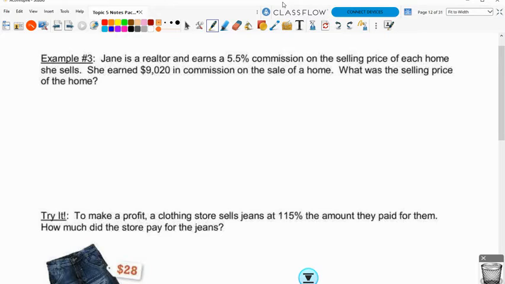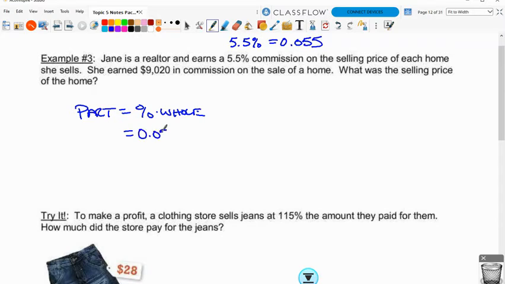So in order to figure out the selling price of the house that she sold, we're going to use our percent equation. Part equals percent times whole. And they've given us the percentage right here. 5.5% is her commission. We have to take that and change it into a decimal first. 5.5% equals, move the decimal back once, twice. So that's going to give you 55 thousandths when you do that as a decimal. We're going to record that in the rate spot, in the percent spot.